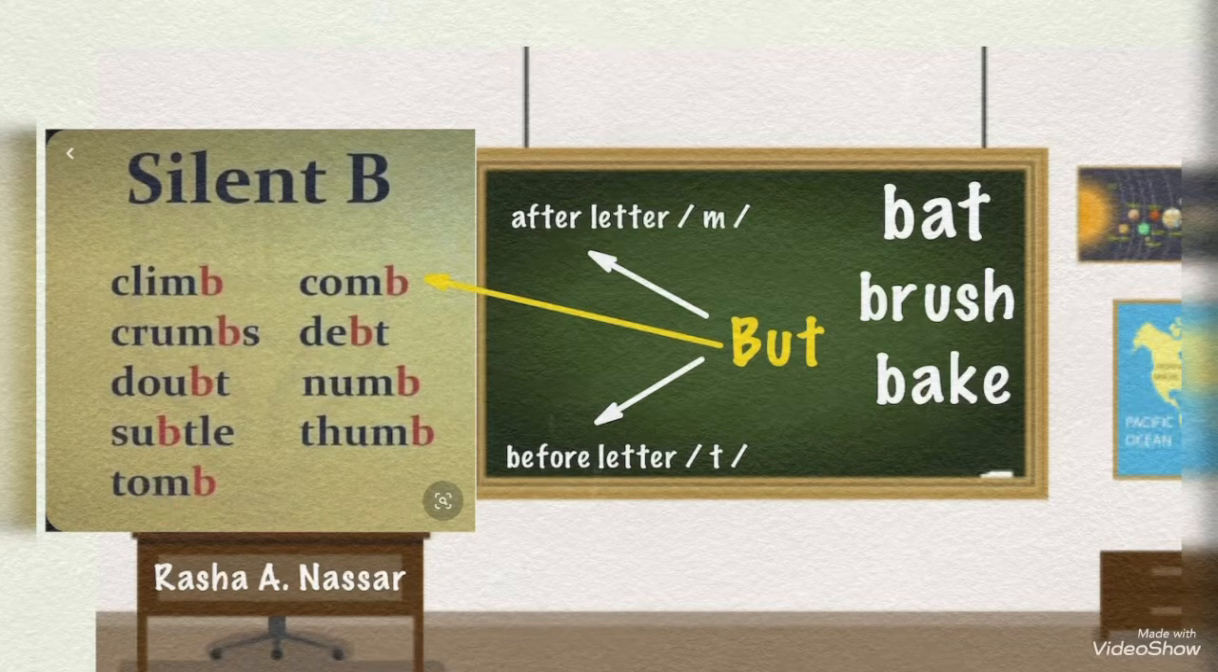Again, I have here letter B. I can read it in all words, but in some cases I will read letter B as a silent letter. When it comes after letter M, I will not read letter B. It will be a silent letter. And if it comes before letter T, it will be a silent letter. Again, let's read the words again and try to repeat after me.